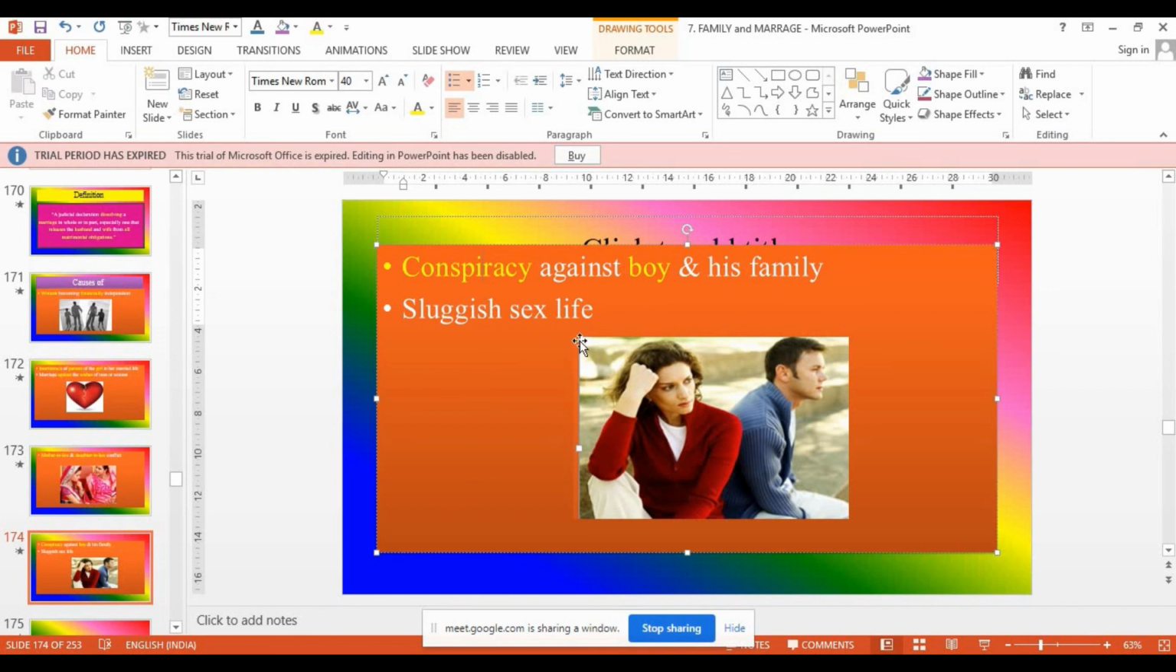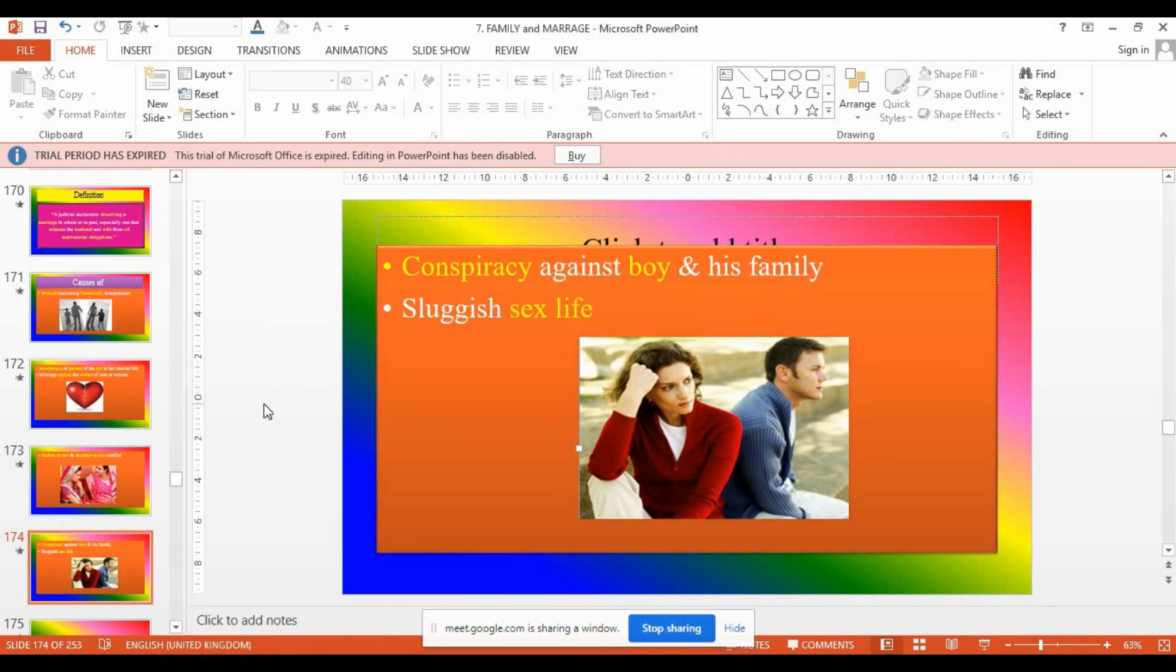Then sex life, due to various reasons. Husband may be alcoholic or have any sexual defects, sexual disorders, which leads to divorce.